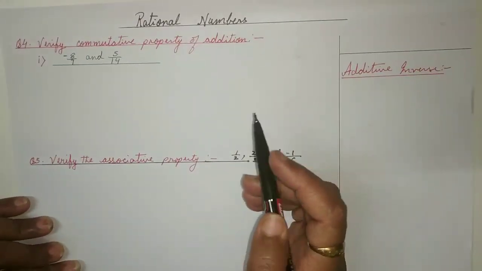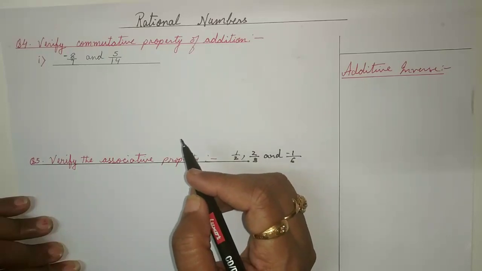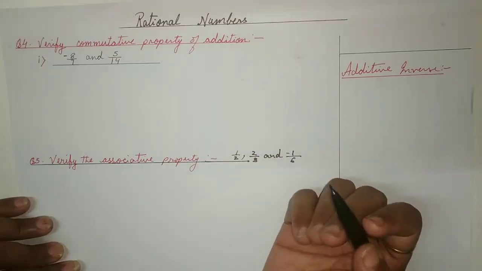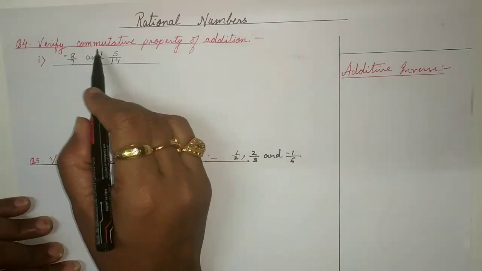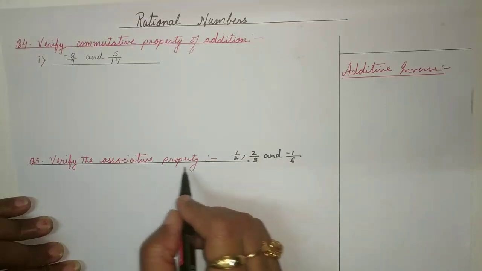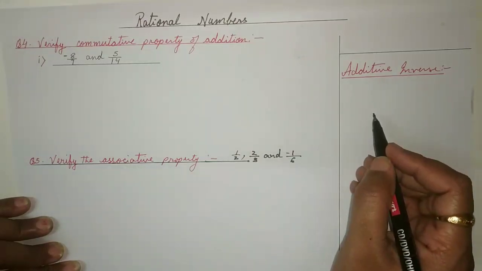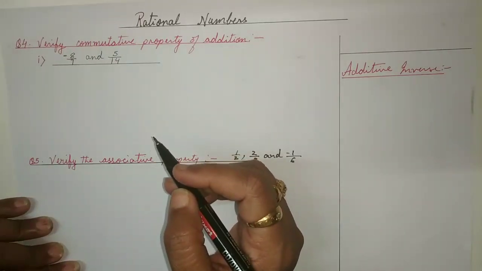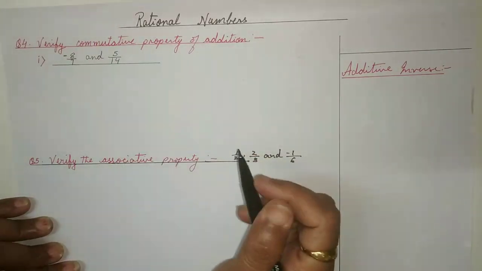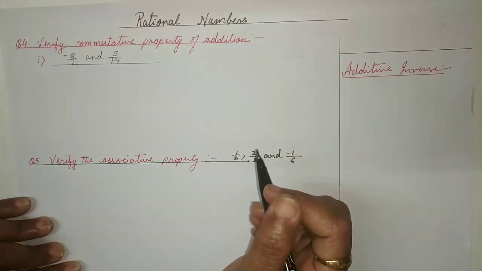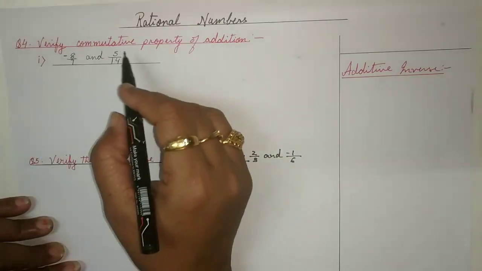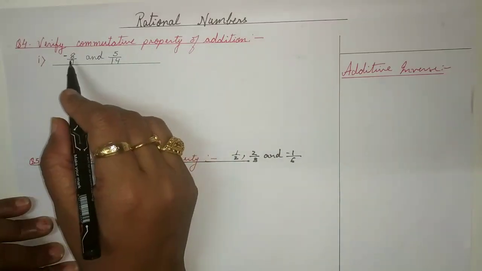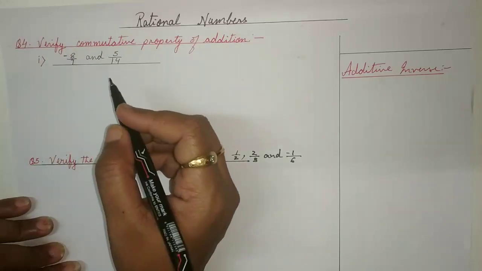Okay, so now before I tell you to solve exercise 1A, there are 3 more topics which I want to discuss with you. That is the commutative property, the associative property and the additive inverse. To show the property, maybe I will solve one question for you which I have written down. So the question is, verify commutative property of addition. And the example which I have taken is minus 8 by 7 and 5 by 14.